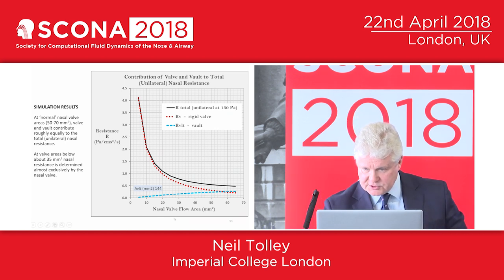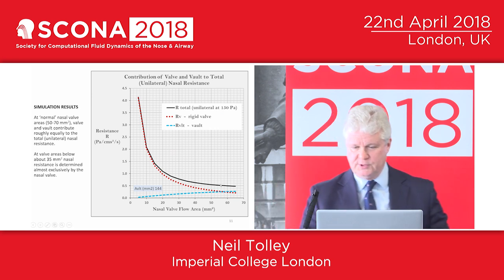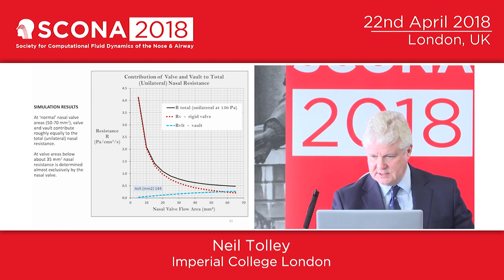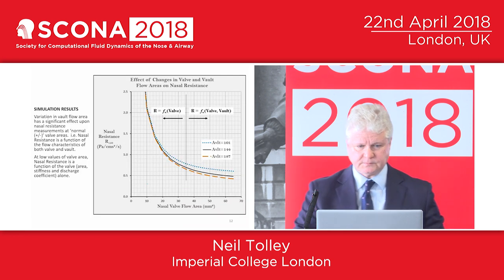So if you add that, okay, the blue line, the vault, the red, the valve, they have a roughly 50% contribution to the total resistance at that cross-sectional area between 50 and 70.